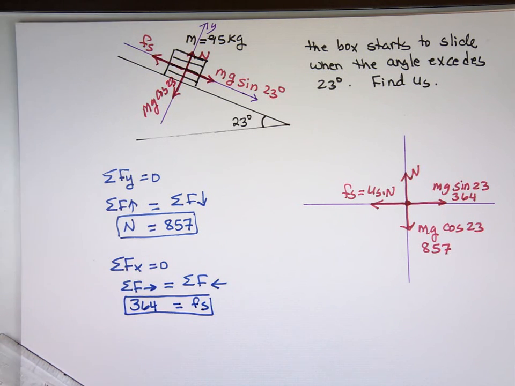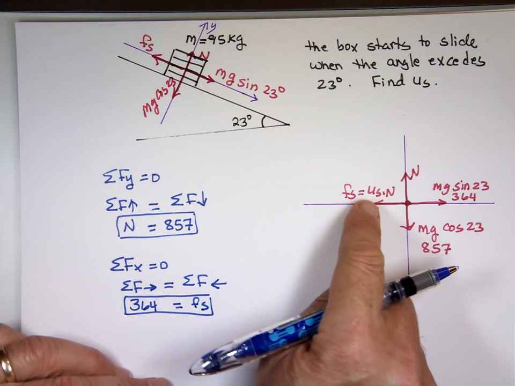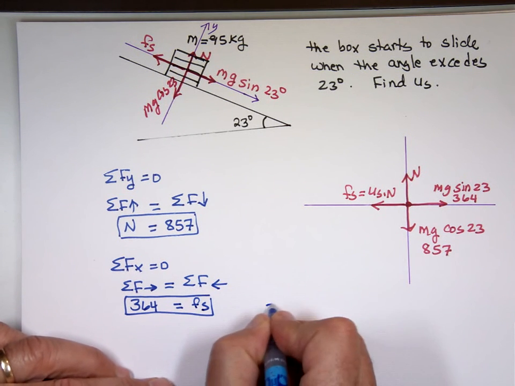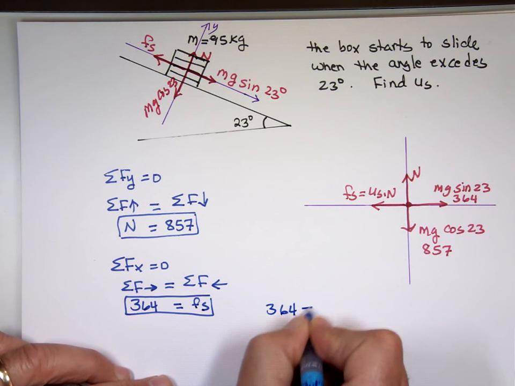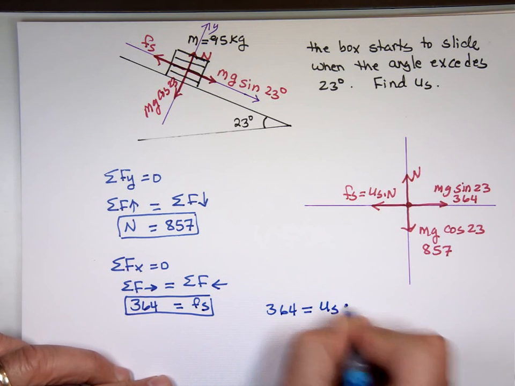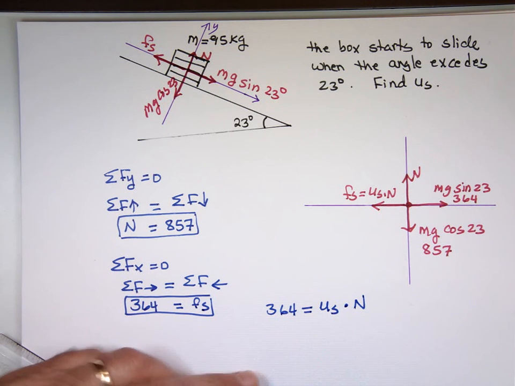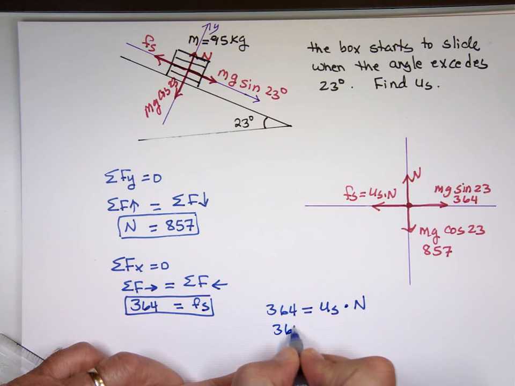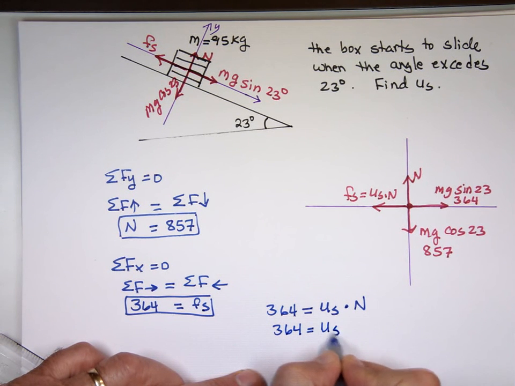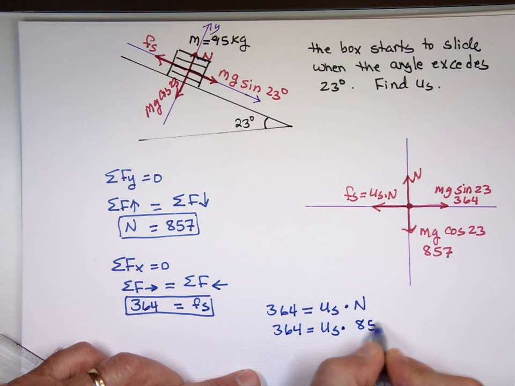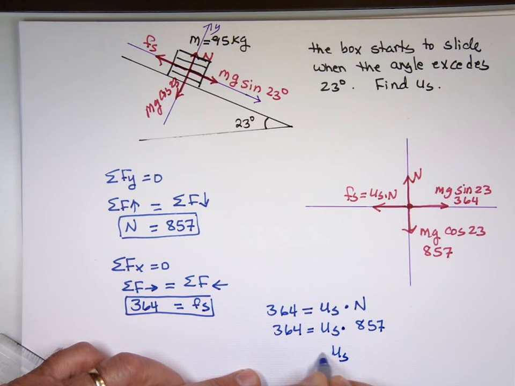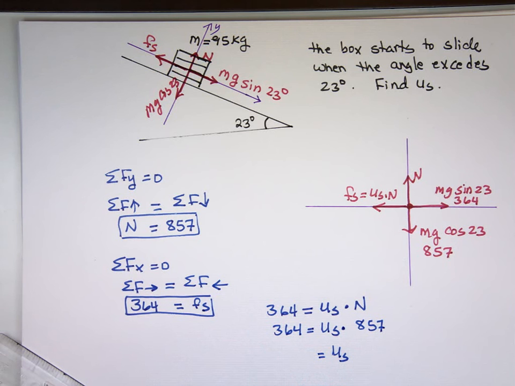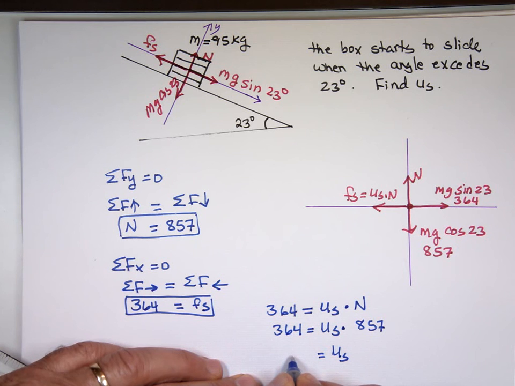We said F of S equals mu s times n. So 364 equals mu s times n. I'm looking for mu s. We know what n is right here. Mu s equals what? 364 divided by 857, which is 0.42. And that is the end of that.